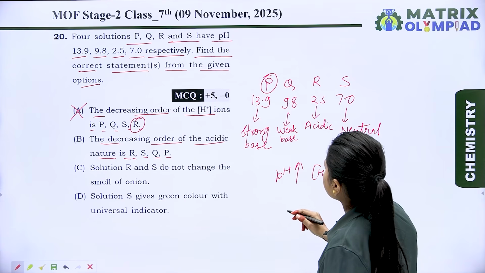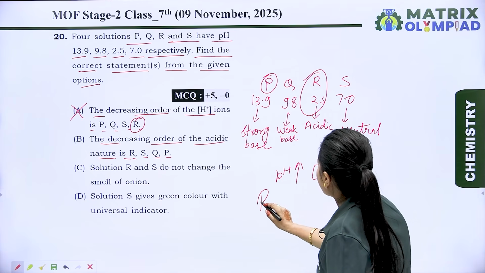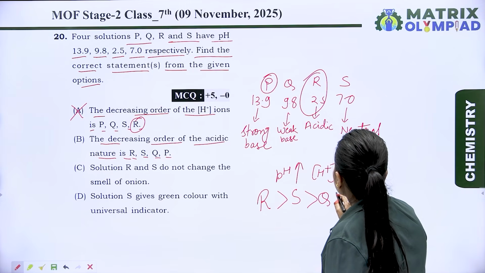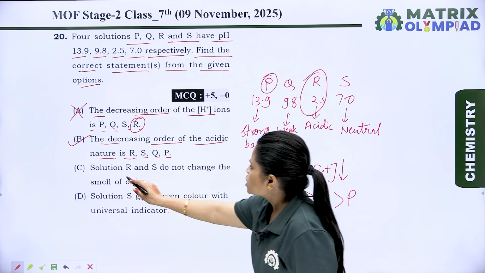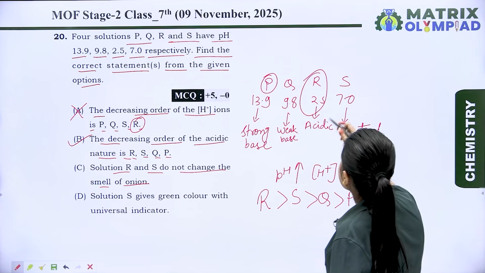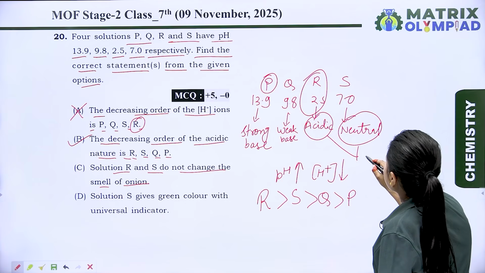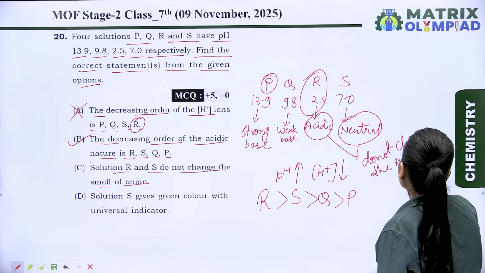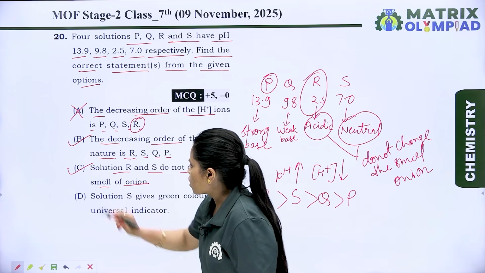The decreasing order of the acidic nature is RSQP. Decreasing order of acidic nature will be, the maximum acidic is R, then S, then Q, then P. So this is the correct option. Solutions R and S do not change the smell of onion. Yes, as R is acidic and S is neutral and both do not change the smell of onion. So this is again the correct option.